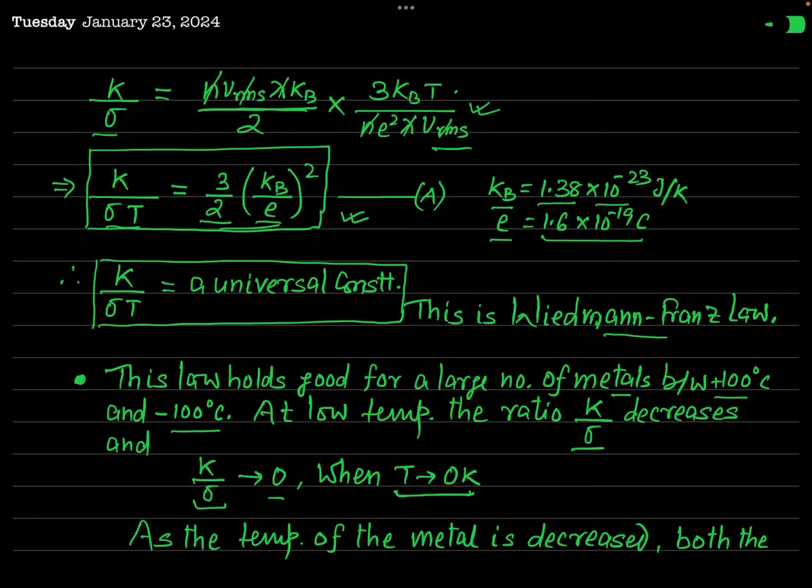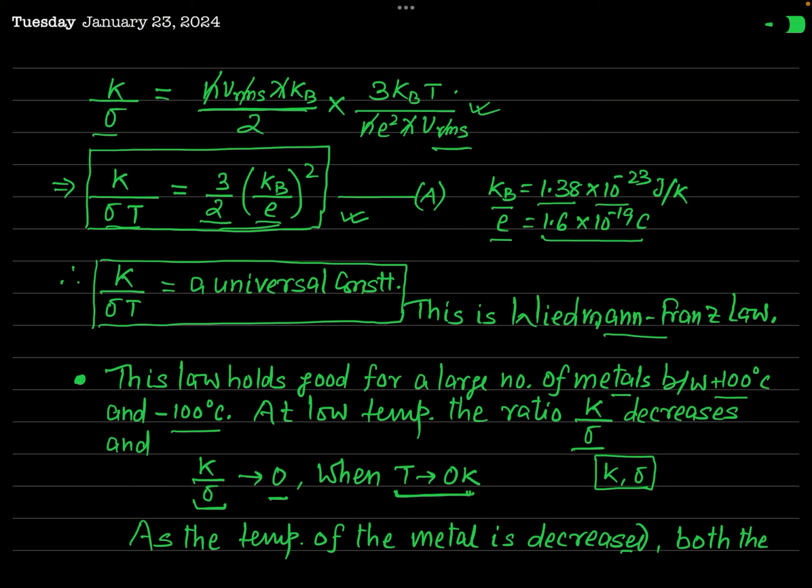It is also clear from this relation that K by sigma is equal to 3 by 2 (kB by e) whole square times T, and when T is 0, then K by sigma will be 0. So it is found that this ratio K by sigma tends to 0 when T tends to 0 Kelvin. But why does this take place? In fact, it is found that when the temperature of the metal is decreased, both K and sigma change. I also mentioned this fact in the beginning of my lecture.